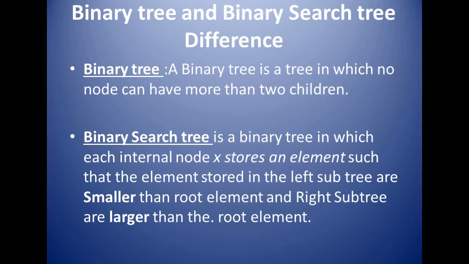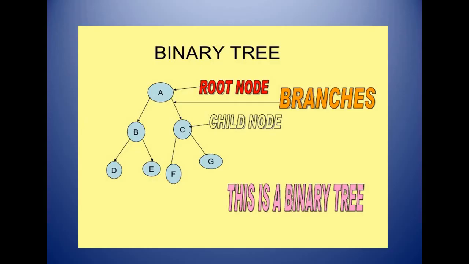In a binary tree there is no such condition, only that there will be two children and not more than two children. It will be one or two children. That is the condition. Here is a simple example with A, B, C. I am taking A as the root node, and B and C are child nodes of A. For B, D and E are the children, and for C, F and G are the children. That is a simple binary tree example.